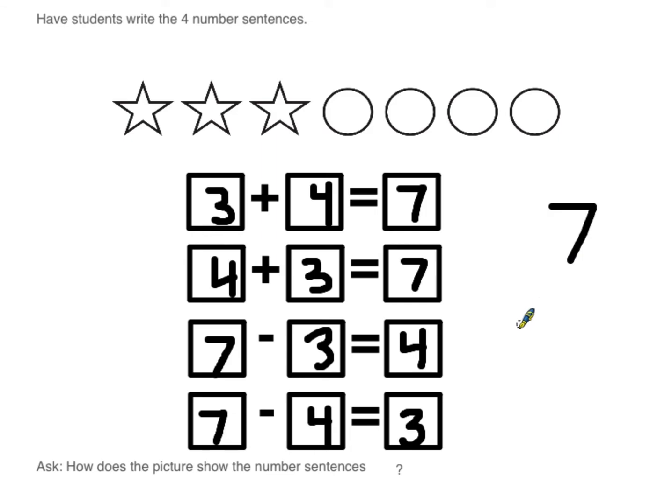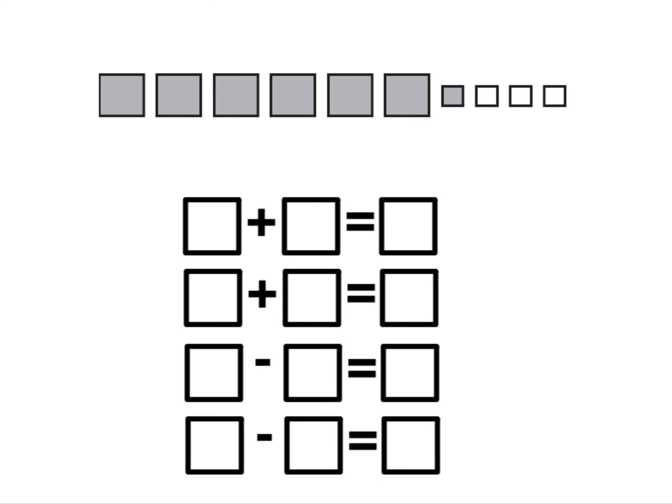We have 7 altogether. 3 and 4. 3 plus 4 equals 7, or 4 plus 3 equals 7. 7 take away 4 equals 3, or 7 take away 3 equals 4. All right. How many do we have altogether? 1, 2, 3, 4, 5, 6, 7, 8, 9, 10. So we know when we add, we end up with all of them. And when we take away, we start with all of them.